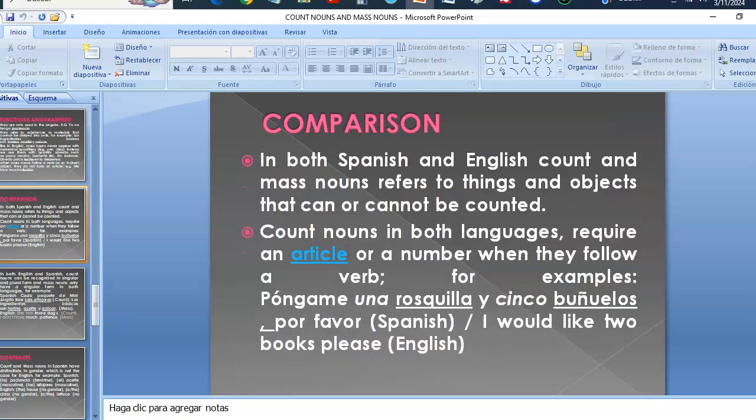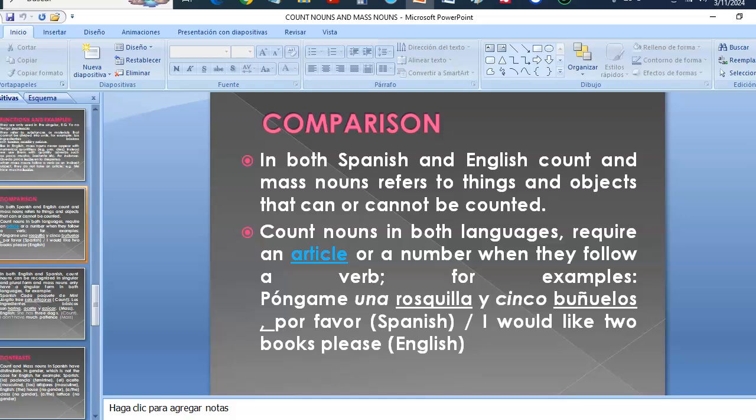We're moving on to the most important part of the video, that is comparison and contrast between English and Spanish. Starting with the comparison, we can say that both Spanish and English count nouns are used to talk about things that can or cannot be counted, as we have stated previously. Talking about count nouns individually, we say that in both languages, this type of noun is preceded by a determinant when they follow a verb in a sentence.